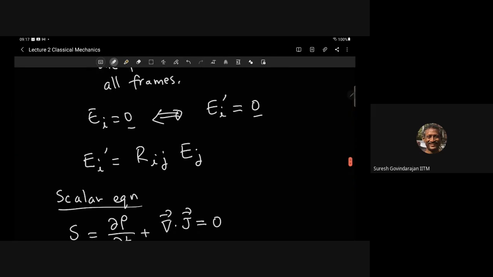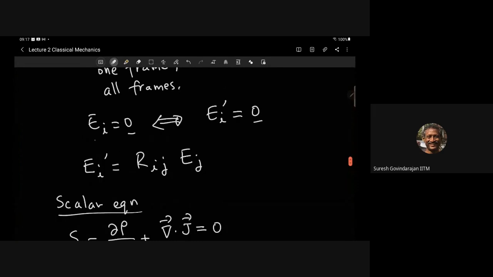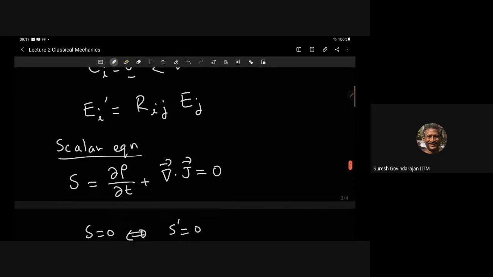But what I'm trying to tell you is that this equation E_i equal to 0 is not equal to 3 scalar equations. Is that clear? Because under rotations, E_1, E_2, E_3 mix with each other. So they come as a package.